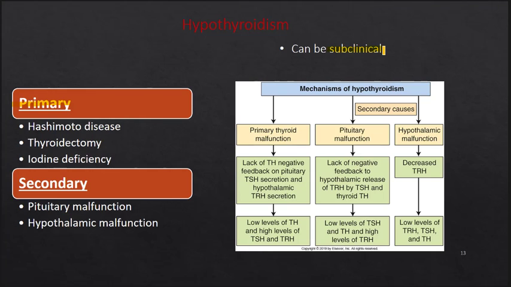The examples of primary hypothyroidism are Hashimoto's disease, thyroidectomy, and iodine deficiency. With Hashimoto's disease, lymphocytes attack the thyroid in such a way that it causes hypothyroidism, and so we can say that it is an autoimmune disease. Thyroidectomy, ectomy being removal of the thyroid, would naturally put somebody into a state of hypothyroidism. And iodine deficiency as well.